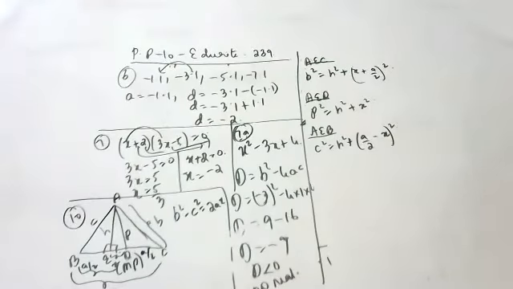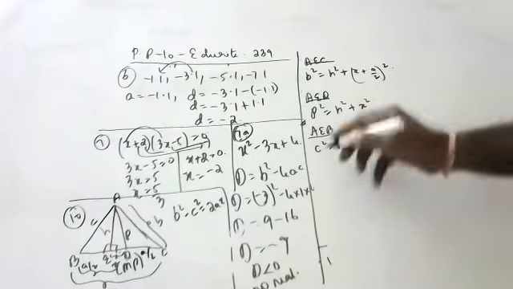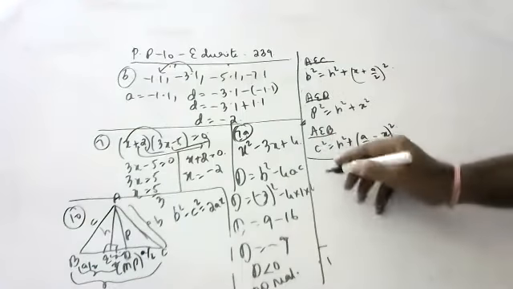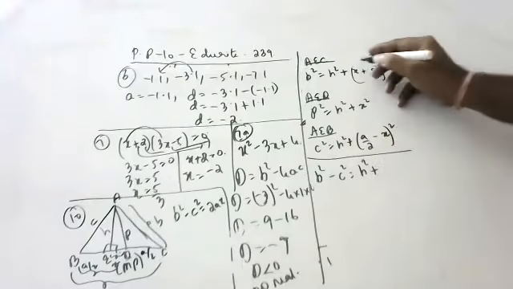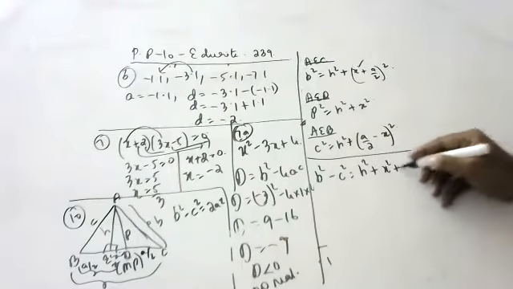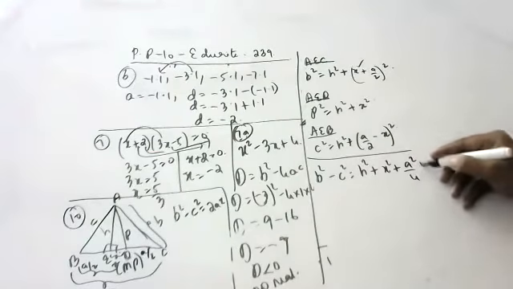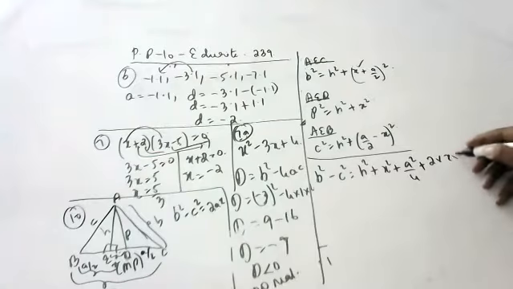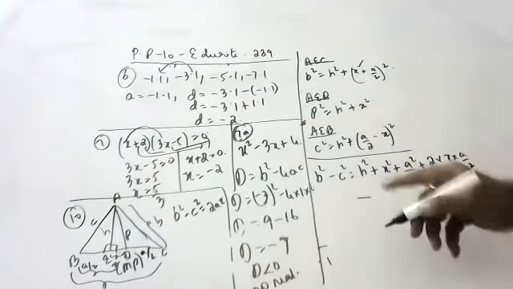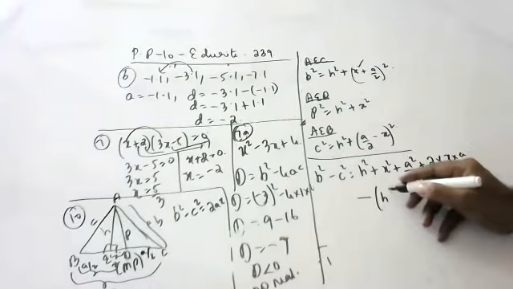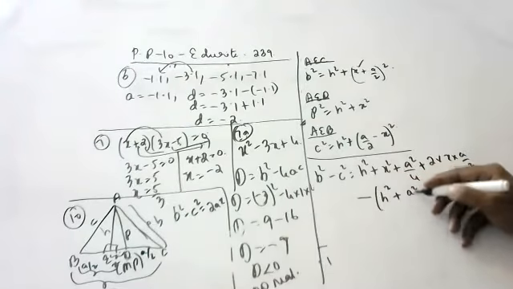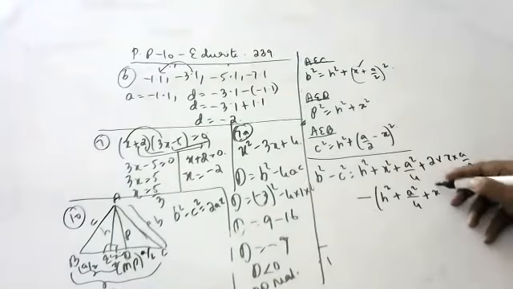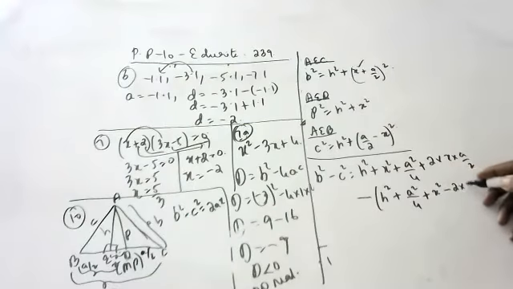Now according to the question, we want b square minus c square. So children, b square minus c square is h square plus x square plus a square by 4 plus ax. Okay children, now minus this will be h square plus x square plus a square by 4 minus ax.